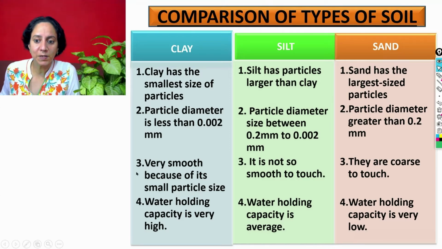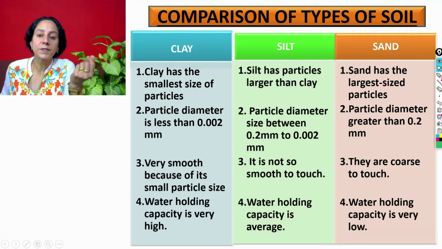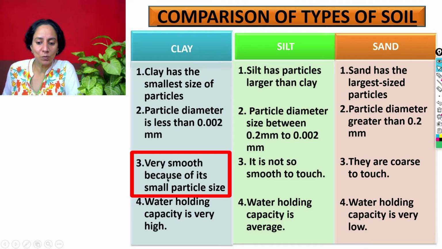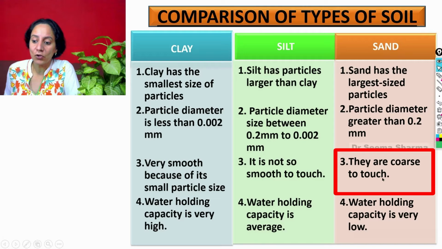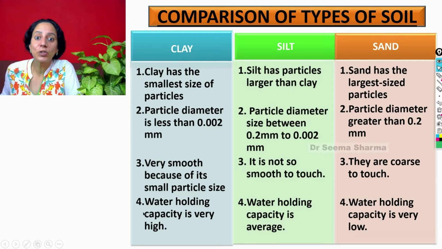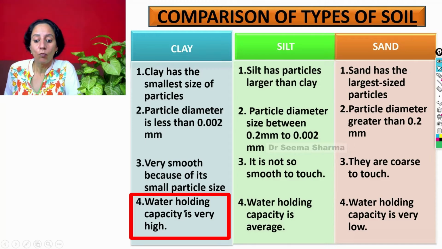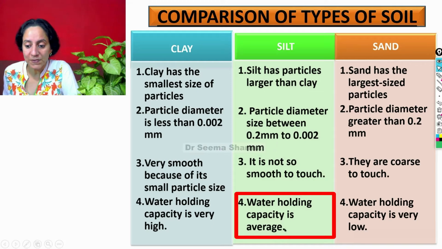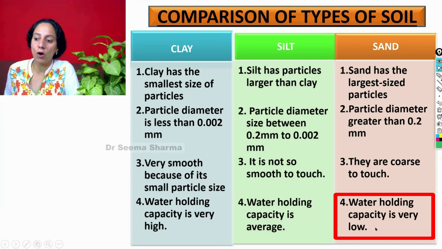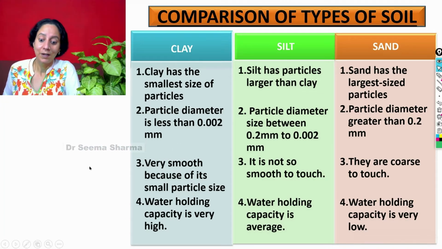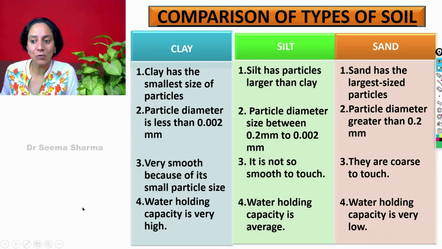Third point of comparison between these 3 types of soil is texture. Clay is very smooth because it has the smallest particle size. Silt is not smooth to touch. Sand is rough or coarse to touch. Now coming to the water holding capacity. Water holding capacity of clay is high. Water holding capacity of silt is average, and water holding capacity of sand is very low. So this is the comparative account of 3 different types of soils.